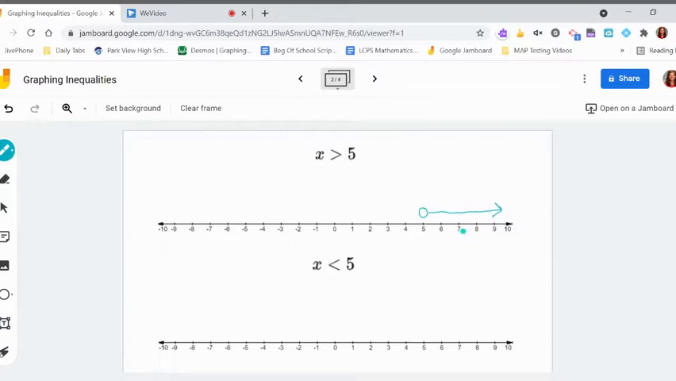You can test it. Ask yourself, is 7 bigger than 5? Is 8 bigger than 5? Yes. These numbers here are not bigger than 5. These are. So that's how you know you have the right solution.